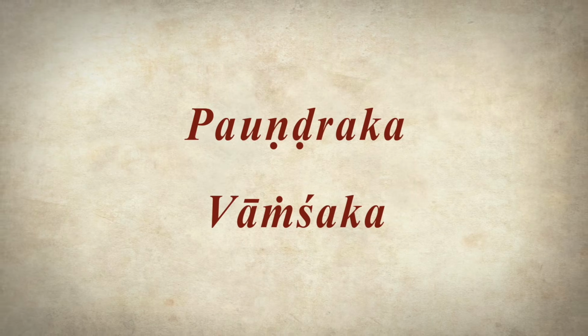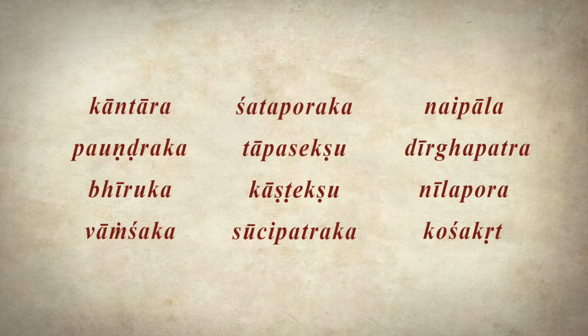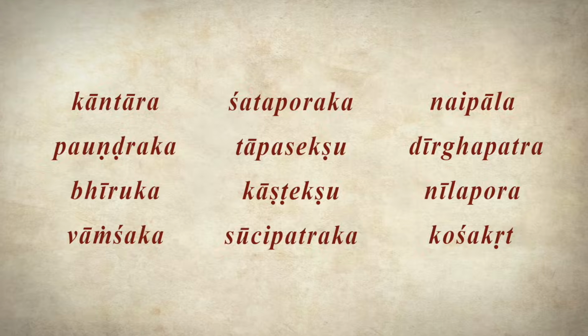If we look at Indian literature, we find that there were multiple varieties of sugarcane. Charak, for instance, mentions two varieties, Poundraka and Vamshaka. But Shushrut gives by far the most elaborate list. He mentions 12 different varieties of sugarcane plant.